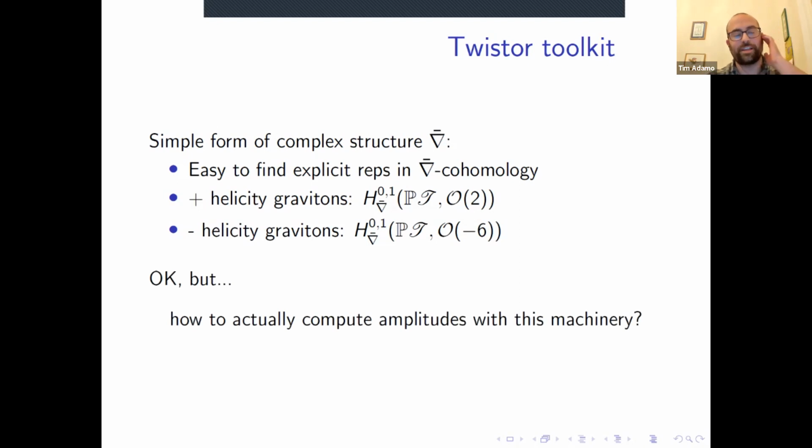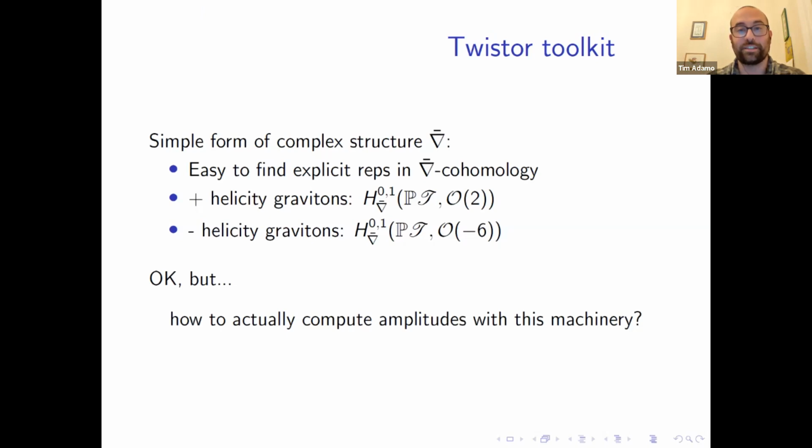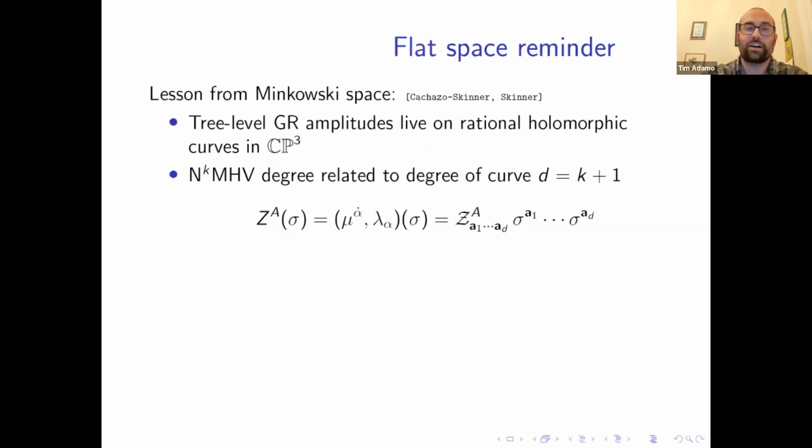And okay, so you might say that all seems very well and good, but how do you actually use this machinery to compute amplitudes? The first thing to do is to remind ourselves of how this story works in Minkowski space. There, the work of Cachazo and Skinner showed us that tree-level gravitational amplitudes live on rational holomorphic curves in CP3, or in some open subset of CP3. And the NMHV degree of the amplitude that you're describing is related to the degree of that rational curve.